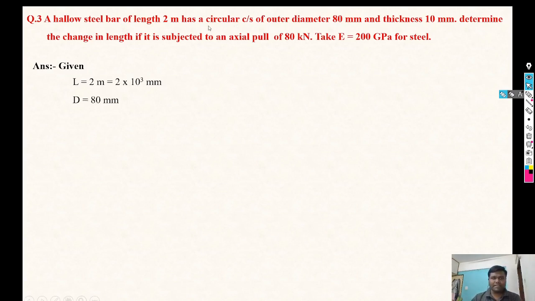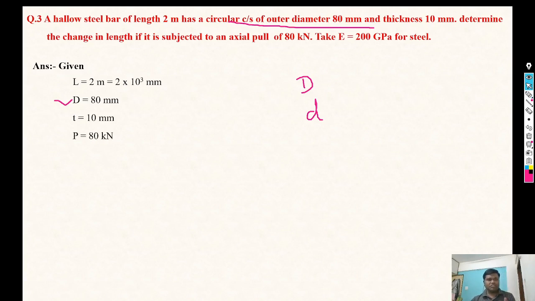Okay, then next, it has a circular cross section of outer diameter 80 mm. Outer diameter is given. Generally we consider outer diameter as a capital D and inner diameter as a small d. So here outer diameter is 80 mm, so capital D is 80 mm and thickness 10 mm. Thickness is given, correct? T. Let's consider thickness is 10 mm. Now determine the change in length. What we require? Change in length, delta L.